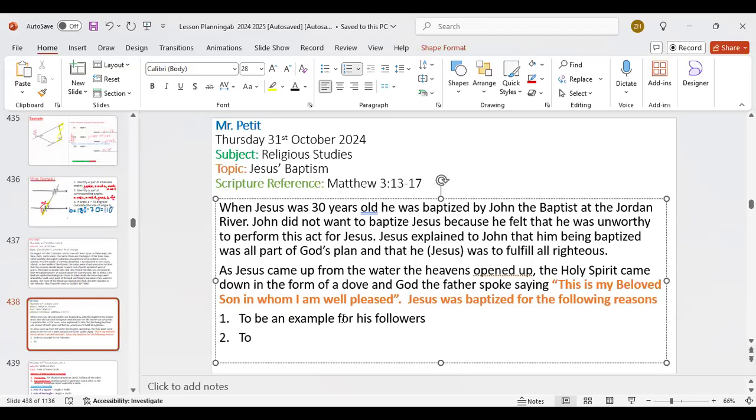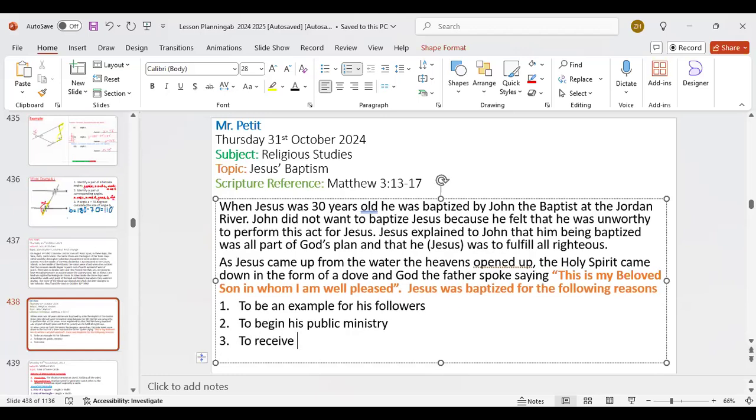To begin his public ministry. To receive the Holy Spirit. I don't really like that one because it implies that he didn't have the Holy Spirit before, but I like this one: to show his approval for the ministry of John the Baptist.